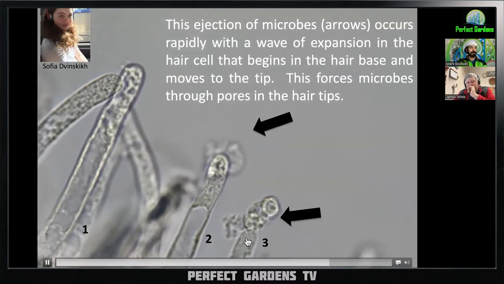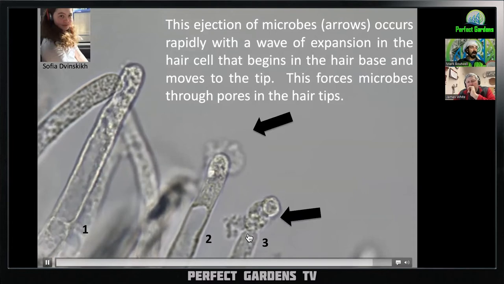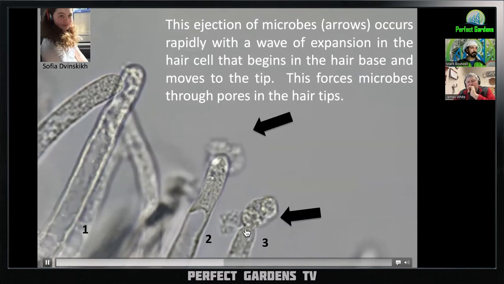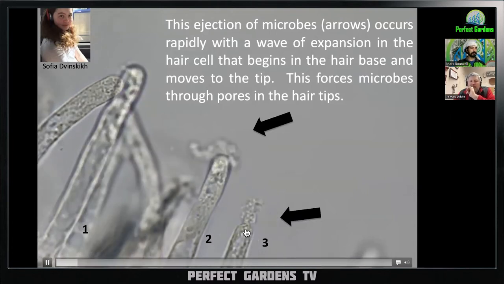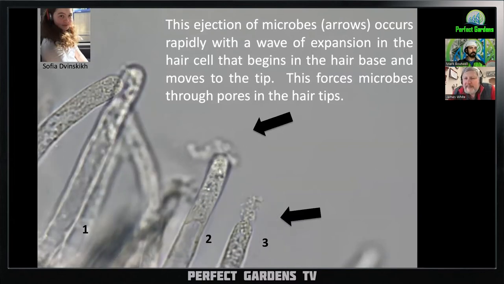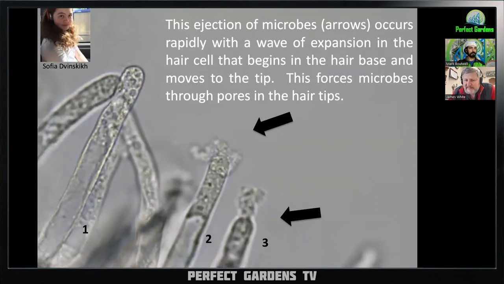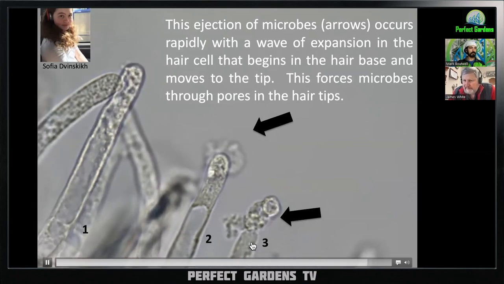And if you look, you can see three little holes at the tip there where these bacteria are being ejected out. And you also realize that in order for this to happen, they have to be without their cell walls inside, because if they have their cell walls, they're going to plug up these root hairs.